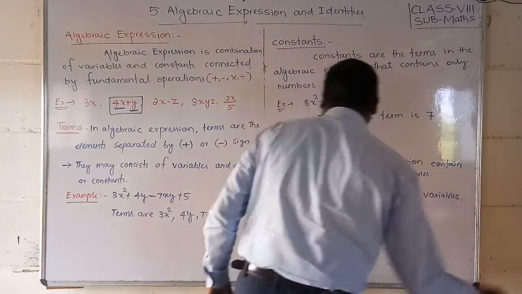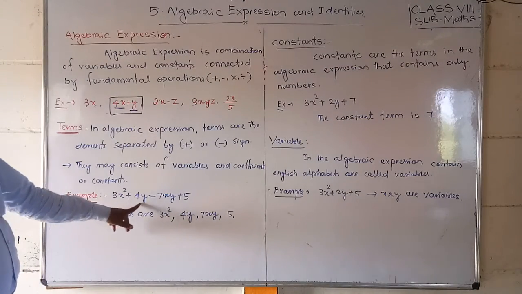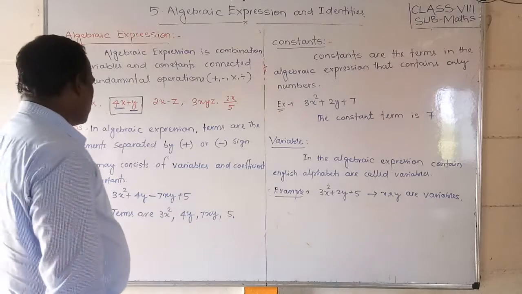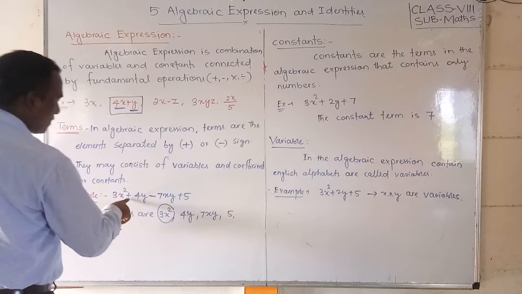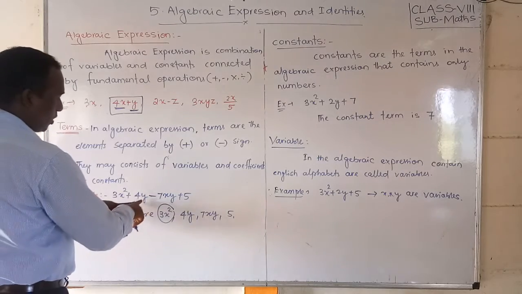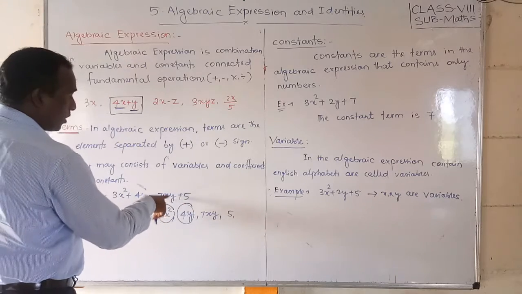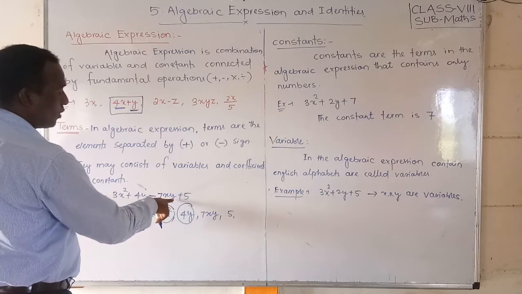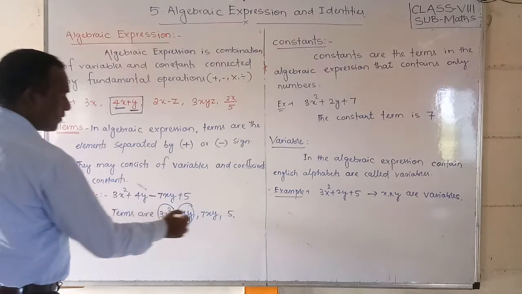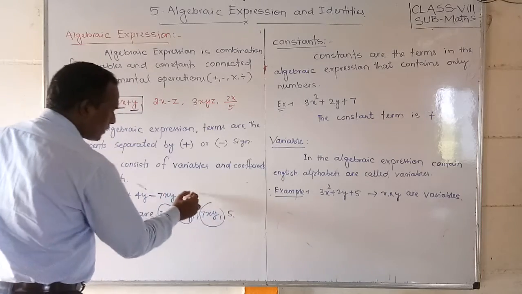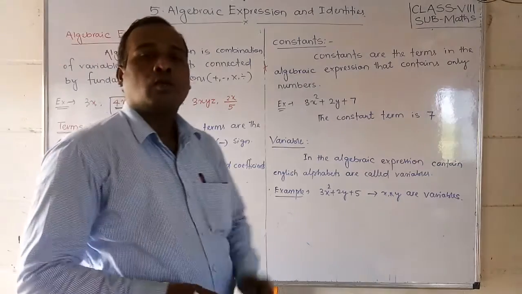This is a constant term. But here you should observe, students, the example I have written: 3x square plus 4y minus 7xy plus 5. Here, what are the terms? Observe, students, 3x square is one term because plus is separating. 4y is also one term. 7xy is a term, but don't say 7 is one term, x is one term, y is a term, because it is multiplication. Only plus or minus separating, that is one term. 7xy is also one term, 5 is also one term. So this algebraic expression contains 4 terms.